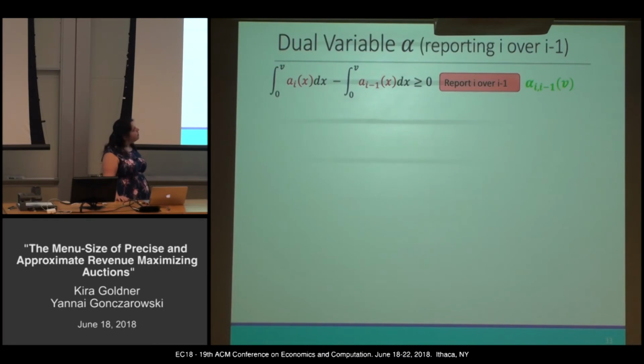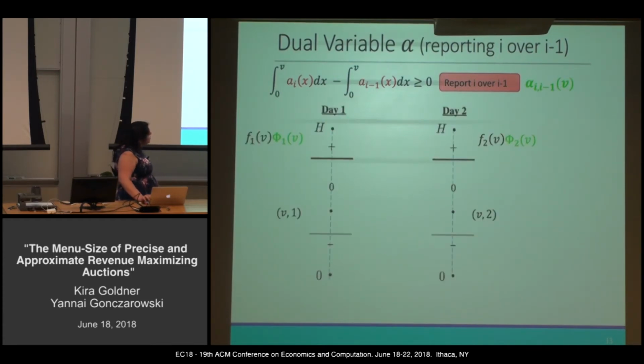Let's talk about our dual variable alpha, which is going to correspond to the fact that I want to report my true deadline over any other deadline, or rather specifically one deadline earlier, since the structure of the setting says that's enough to imply over any other deadline. Okay? So I have my constraint and I have my dual variable, and this is again the area under the allocation curve that we're talking about. That's either going to be positive, the difference is going to be positive or 0.